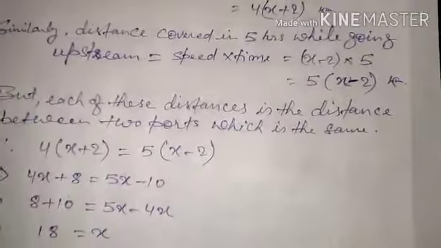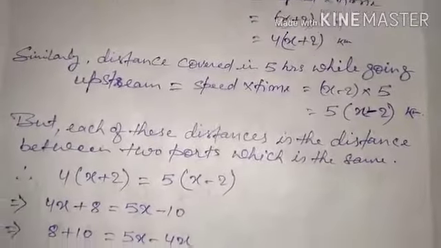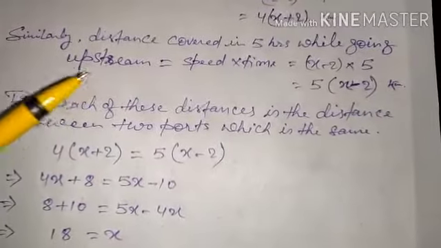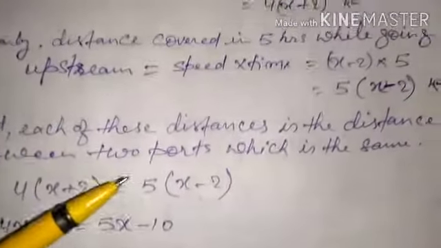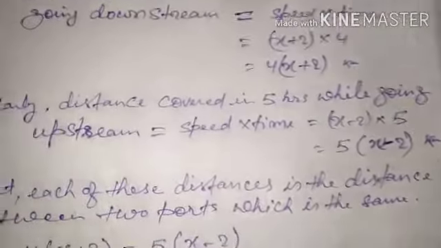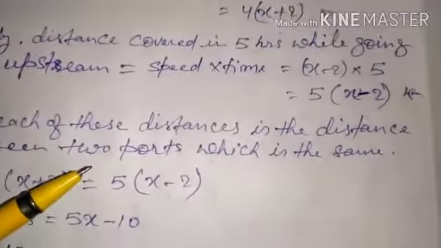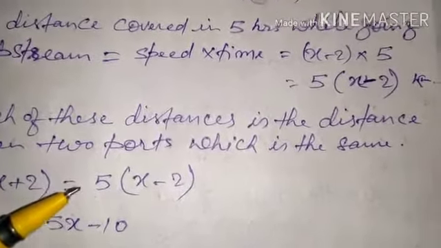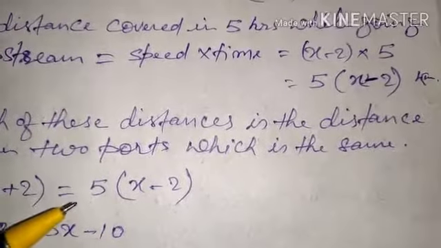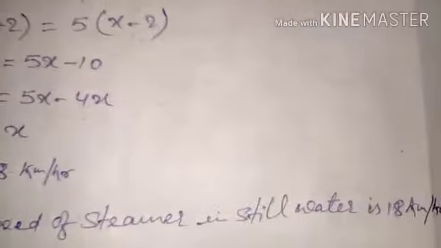If you want to check, you can check this equation also. The speed of the steamer is 18 km/h, so in downstream it is 18 plus 2, that is 20. So 20 into 4 is 80 kilometer distance. In upstream it is x minus 2, it means 18 minus 2, that will become 16, and the time taken is 5. So if you take out the distance, 16 into 5, it will become again 80 kilometer. So you are getting the same distance in both cases. With the help of this value also, it means we had solved the question correctly.